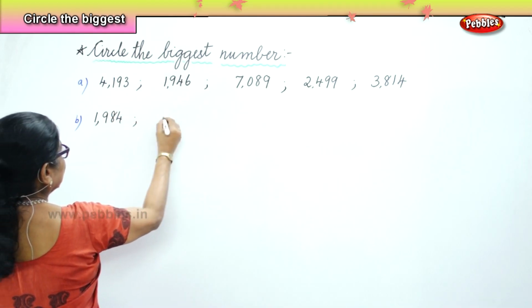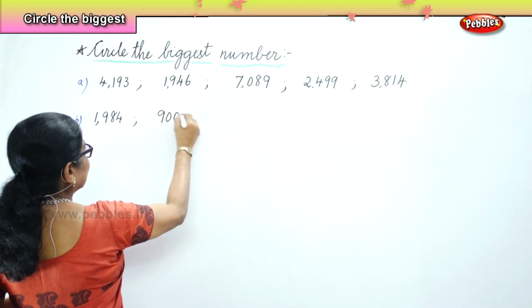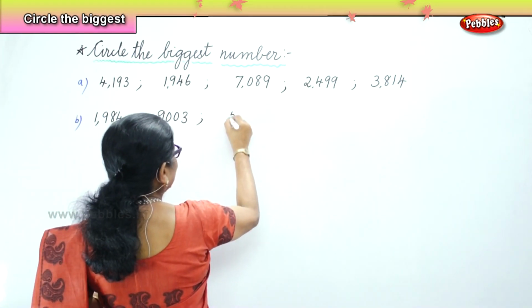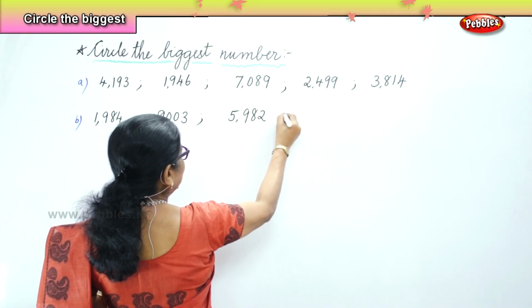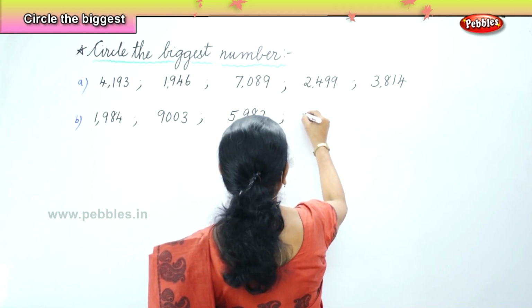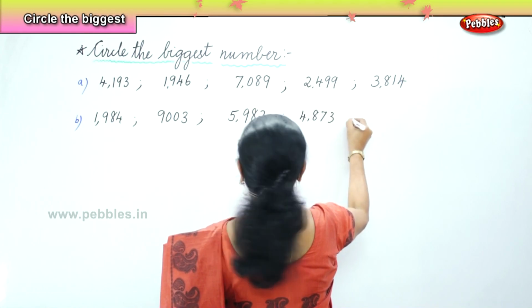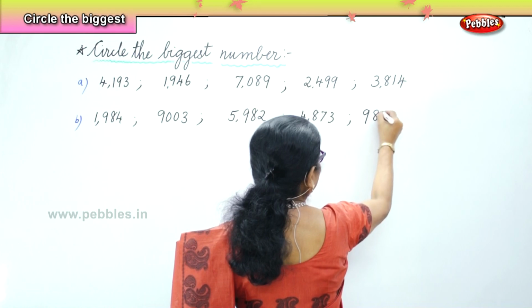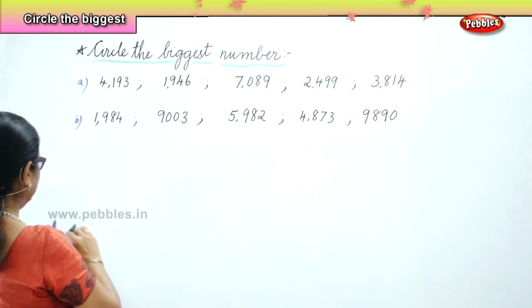$1,984, 9,003, 5,982, 4,873, 9,890. So 5 sets of numbers, okay?